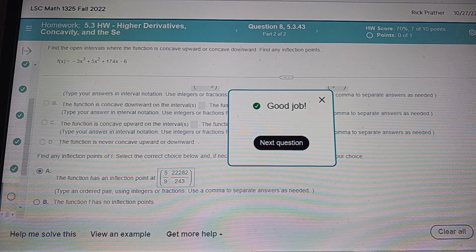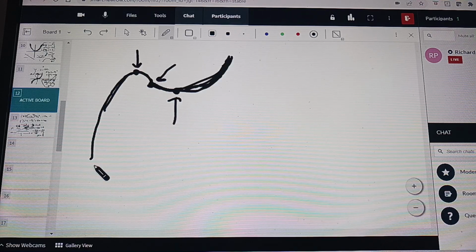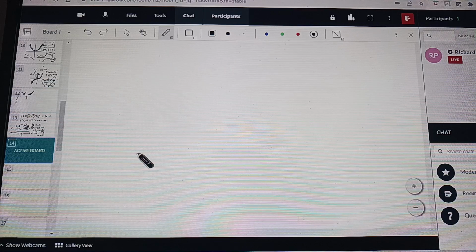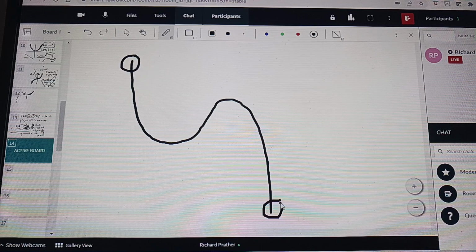And certainly nobody would have ever guessed that fraction either. 22,282 over 243. That's the inflection point, the spot where it switches. Now we know from our college algebra knowledge, hopefully, how negative x cubed graphs look. They're the opposite of this one, actually. So negative x cubed decreases first, increases, and then it decreases again, because its end behavior is rises on the left and falls on the right.